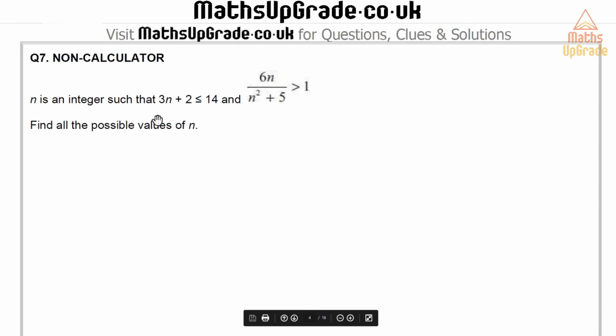In question 7, I'm given two inequalities. 3n plus 2 is less than or equal to 14, and 6n all over n squared plus 5 is greater than 1. I need to find all the possible values of n. Remember, n is a whole number. So what I'm going to do, I'm going to solve this equation here, since that's really straightforward. It's just a linear equation.